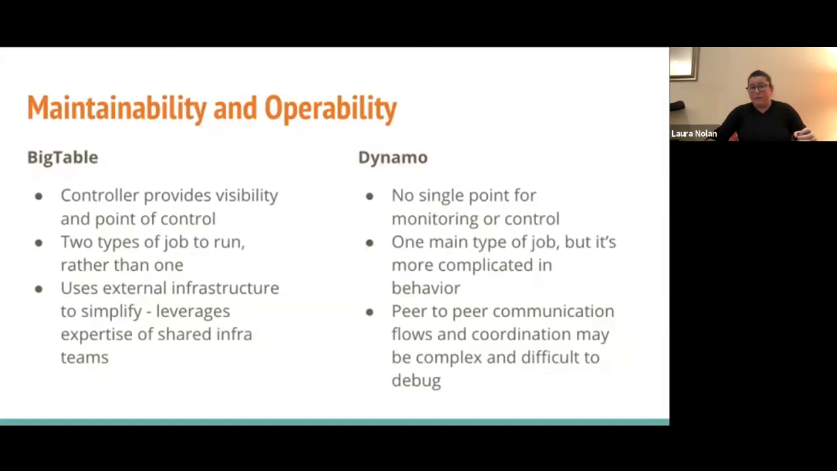Bigtable as well, it should be said, does less work because it uses external infrastructure, meaning the Chubby coordination key-value store, the lock service, and also the GFS file system. So that's really interesting because instead of having to manage every single thing, in particular, they don't have to manage a lot of spinning rust. They just manage the query logic. They're able to leverage the expertise of those teams that run that shared infrastructure. Whereas Dynamo, as far as I can tell, is pretty much all in-house.